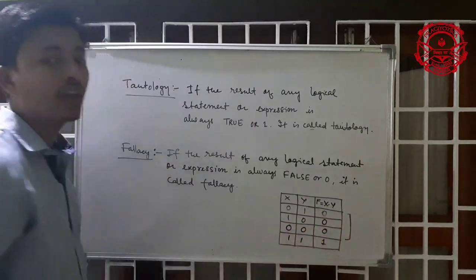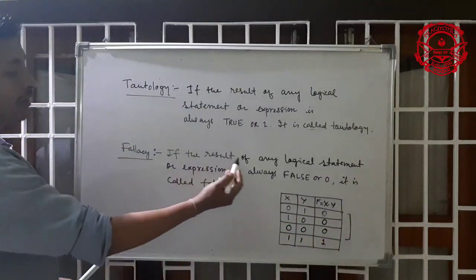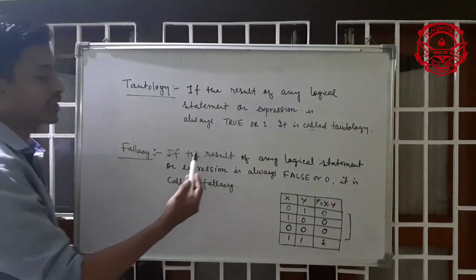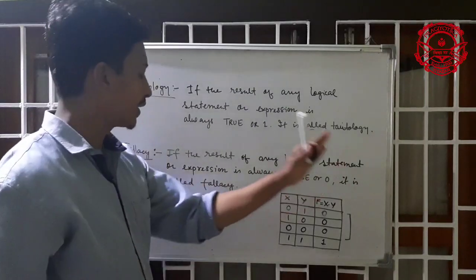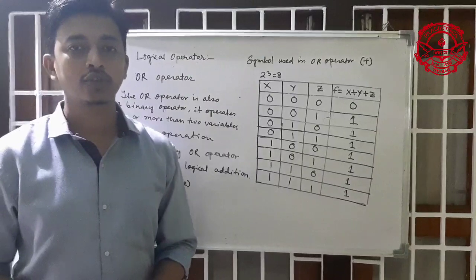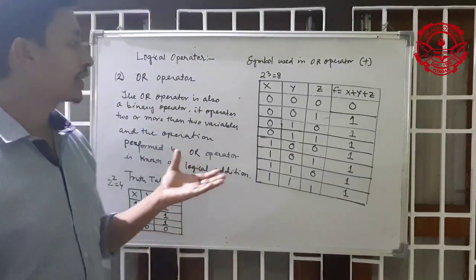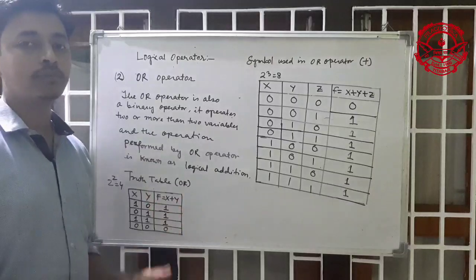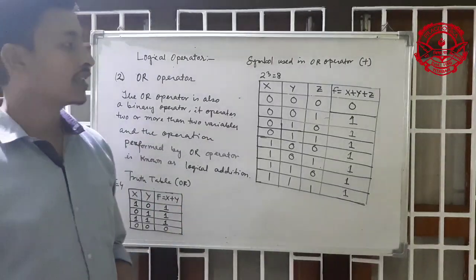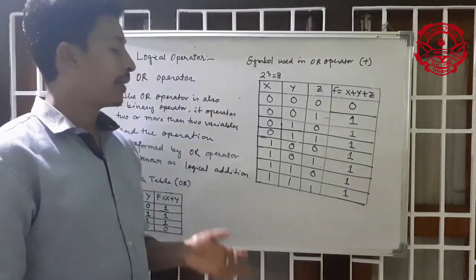These three statements are called falsy because if the result of any logical statement or expression is always false, that is 0, it is called falsy. Okay, so I hope you understand these things: what is Boolean algebra and what are the logical operators used in Boolean algebra. So I think you have understood these things.